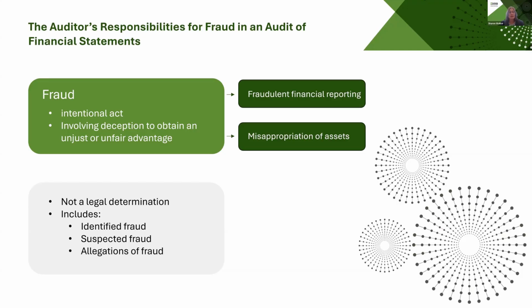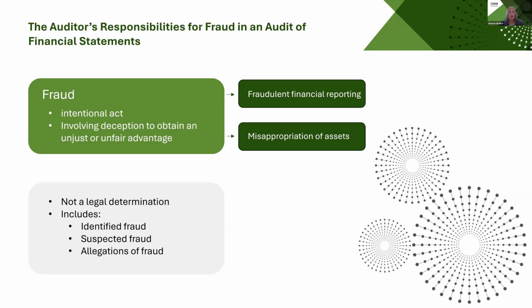The standard addresses identified fraud and suspected fraud, and the term suspected fraud includes allegations of fraud. It's important to note that there does not need to be a legal determination that fraud exists. It's enough that the auditor has identified or management has identified fraud or suspected fraud. So when I talk about fraud in this presentation, I'm using that term generically to cover off identified, suspected, as well as allegations of fraud.